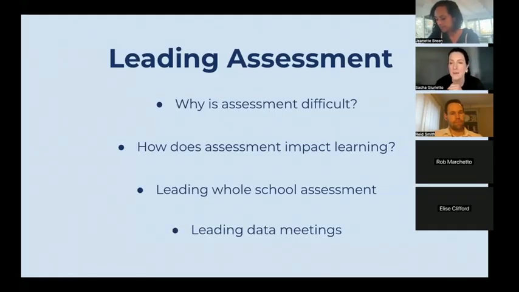And leading data meetings. If you're a teacher, a PLC leader, a unit leader, or a faculty leader, you might be in the position of leading data meetings, and so we're going to give some practical ideas about how you can do that effectively.